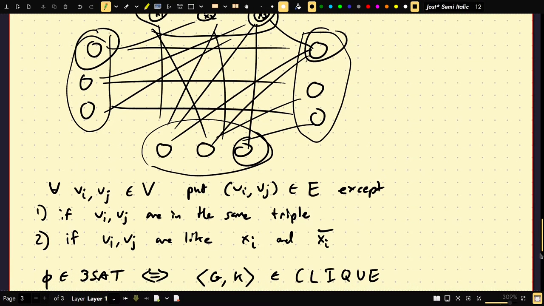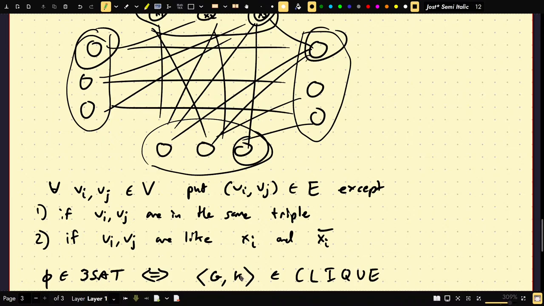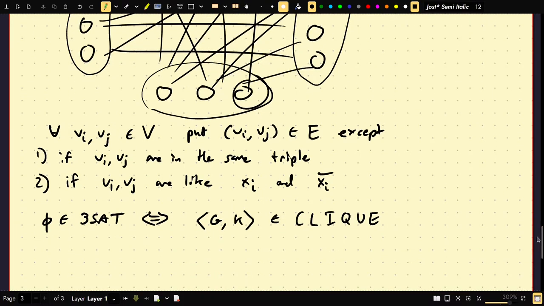If you go the reverse way, you say, well, suppose G has some clique. You take each element of the triple. If the clique is size K, it has to take one element of each triple. So then that's your satisfying assignment. There's no way G has a clique unless phi also has a satisfying assignment. So this is an if and only if relation. So this shows then that 3-SAT is reducible to clique.